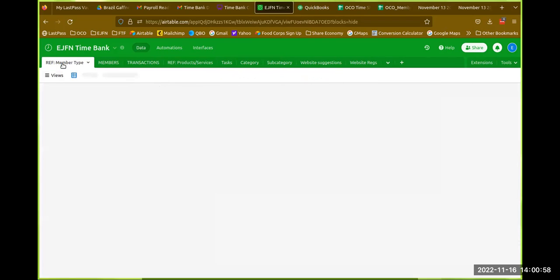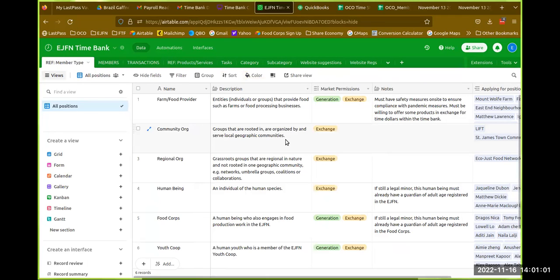As well as the different member types within the time bank. We have different member types to differentiate between the different roles that a member can occupy in the time bank. So we have the farm and food providers, community organizations, regional organizations, and human beings. The reason why we have human beings is because people can be part of the time bank without being part of the food corps.